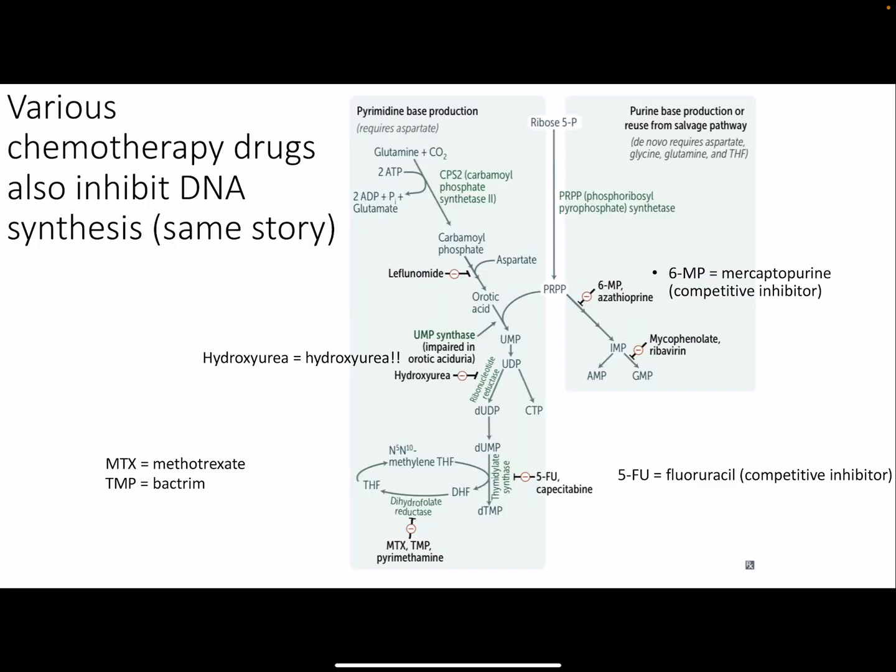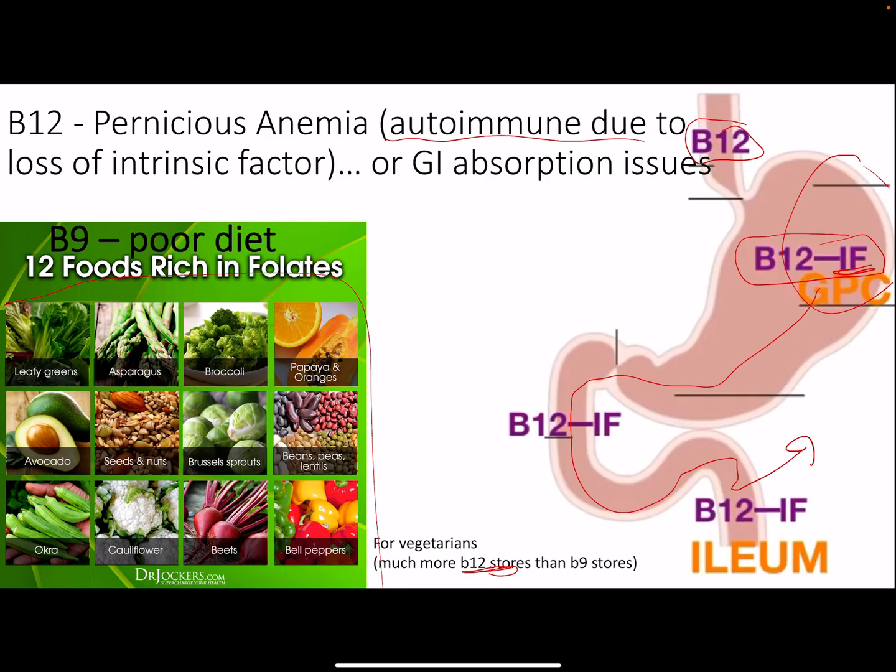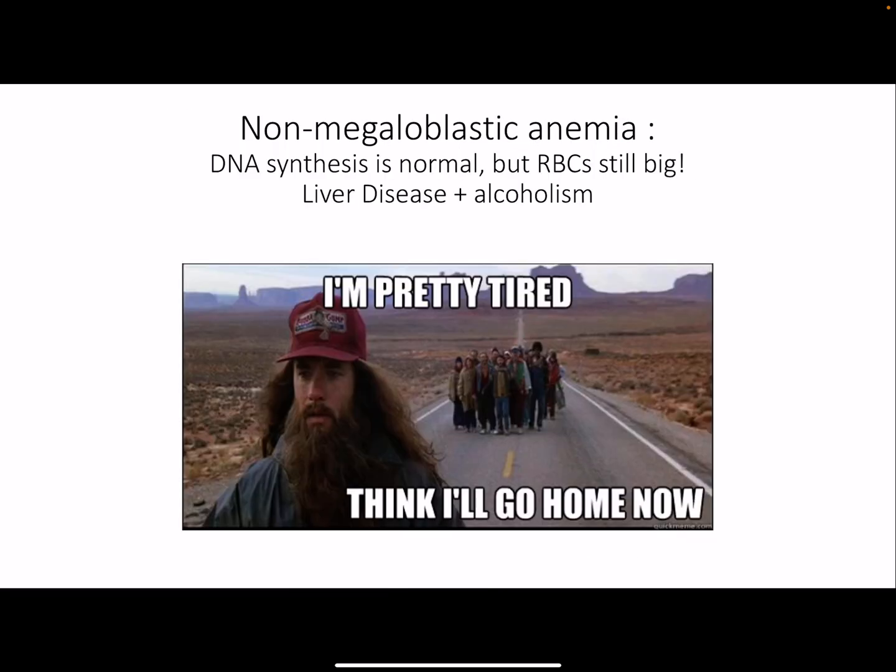And this is going to be really a very similar clinical presentation as not having enough folate, not having enough B12. Many chemotherapy drugs also, their role is to either stop the pyrimidine or the purine pathway. So any of these drugs would do a very similar thing. And so for the non-megaloblastic anemias, the DNA synthesis is normal, but the red blood cells are still big. The two big ones to know are the liver disease and alcoholism that might cause this.